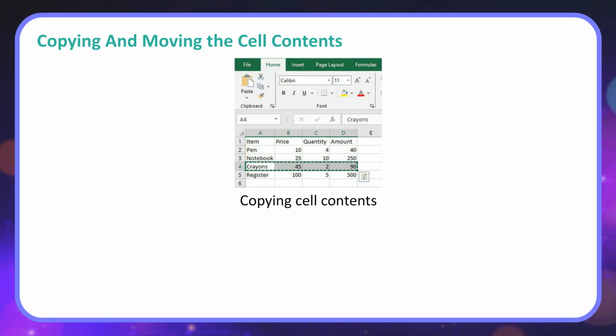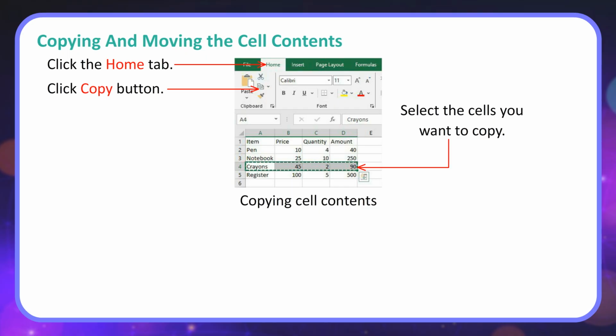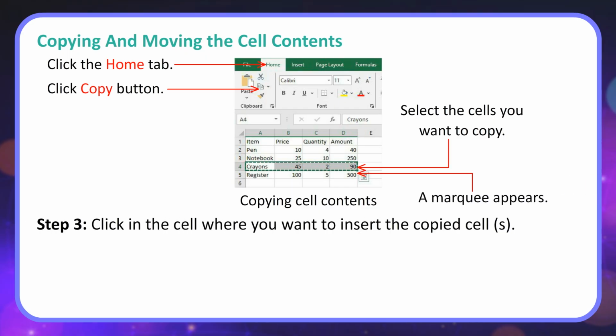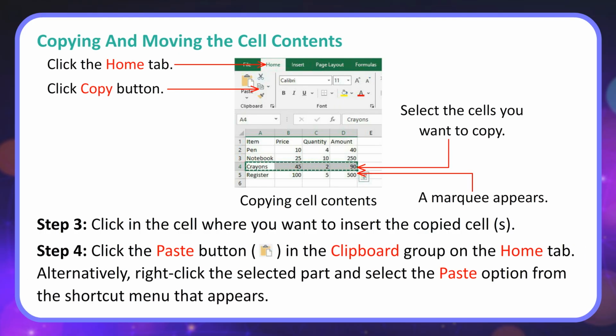Copying cell contents. Click the Home tab. Click Copy button. Select the cells you want to copy. A marquee appears. Step 3. Click in the cell where you want to insert the copied cells. Step 4. Click the Paste button in the Clipboard group on the Home tab.